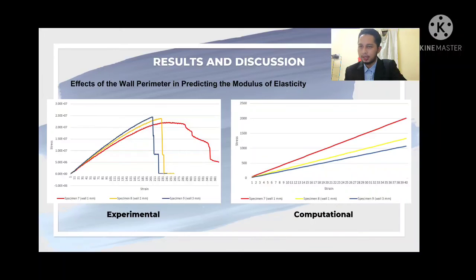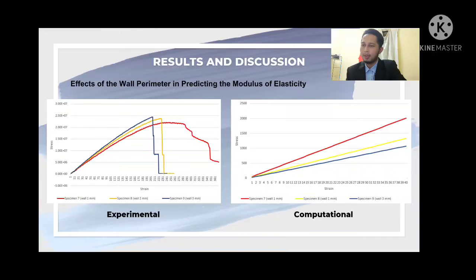For the wall parameter test, both figures show stress strain curves for both experimental and simulation analysis, which are wall 1 mm, wall 2 mm, and wall 3 mm. In the experimental analysis, the stress strain data successfully follows the hypothesis of the study, which is the higher the wall diameter, the higher the Young's modulus. The specimen at wall 3 mm comes in first place, followed by wall 2 mm, and the last one is wall 1 mm.